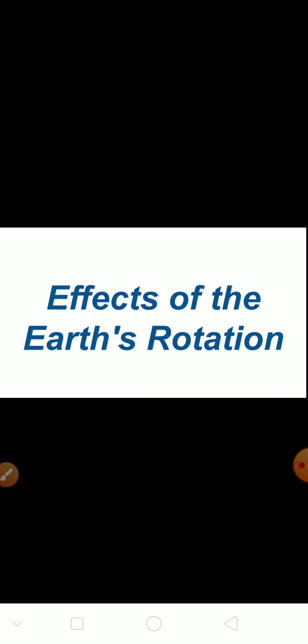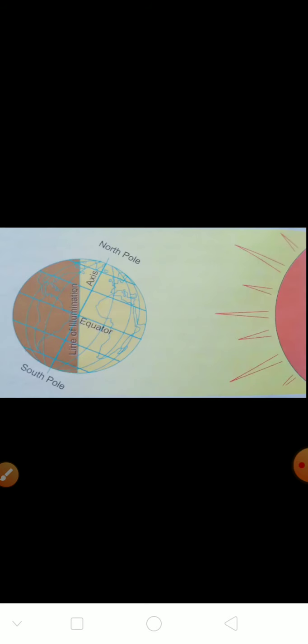So next concept, effects of the earth's rotation. We know that as the earth rotates on its own axis, the part which faces the sun experiences daylight, while the part which is away from the sun is dark and it experiences night. As the earth is tilted at a certain angle, a part of it comes under a shadow. The shadow falls in such a way that a line seems to separate day from night.